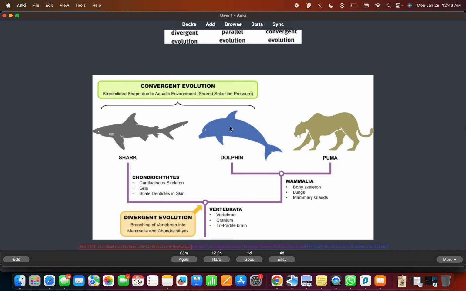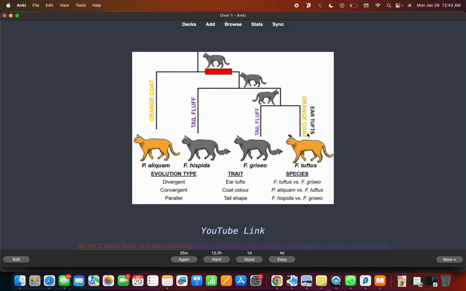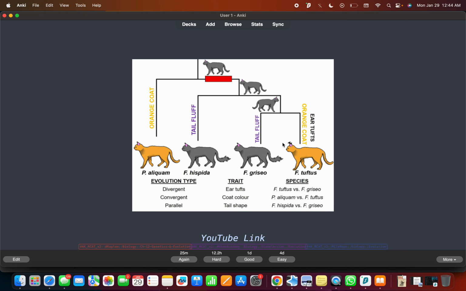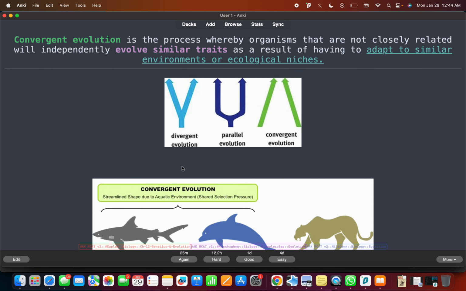This is convergent, right? The shark and the dolphin. The coat color is convergent. What is parallel? The tail shape. What is divergent? The ear tufts. You see they have ear tufts and ear tufts. Tail fluff, orange coat. The tail shape is parallel. I think we need to be able to draw this to understand these divergent, convergent, parallel ones.